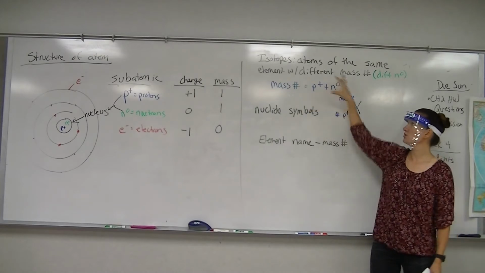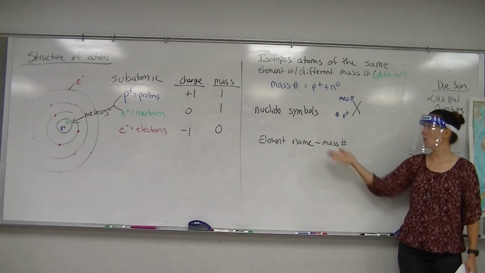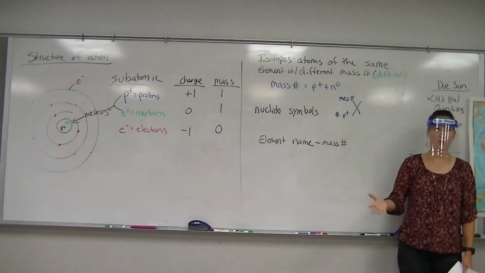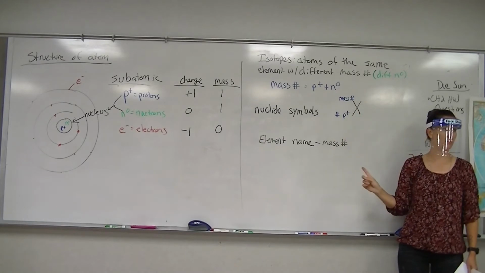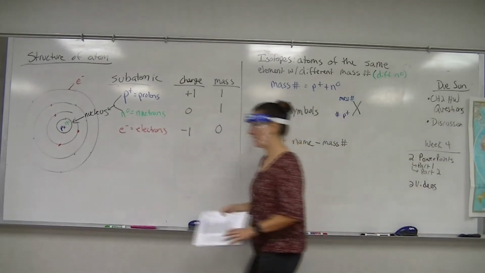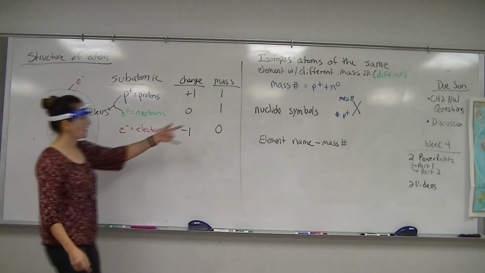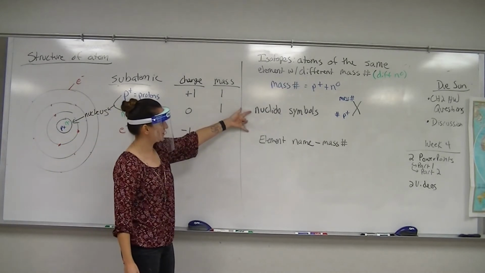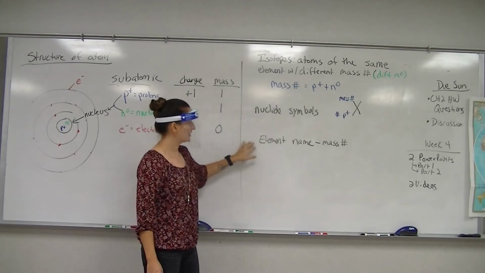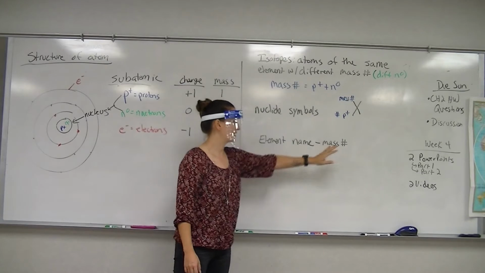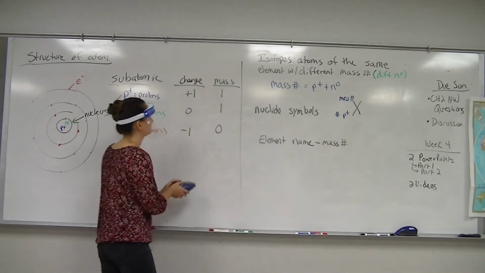So we're going to use this knowledge to represent isotopes in 2 different ways, and we're also going to use this knowledge to calculate the 3 subatomic particles if we are given an isotope. So let's see how that looks. I just said there are 2 different ways to represent isotopes. One is with a nuclide symbol, and the other is to write the element name with a dash and then the mass number. So let's look at nuclide symbol.